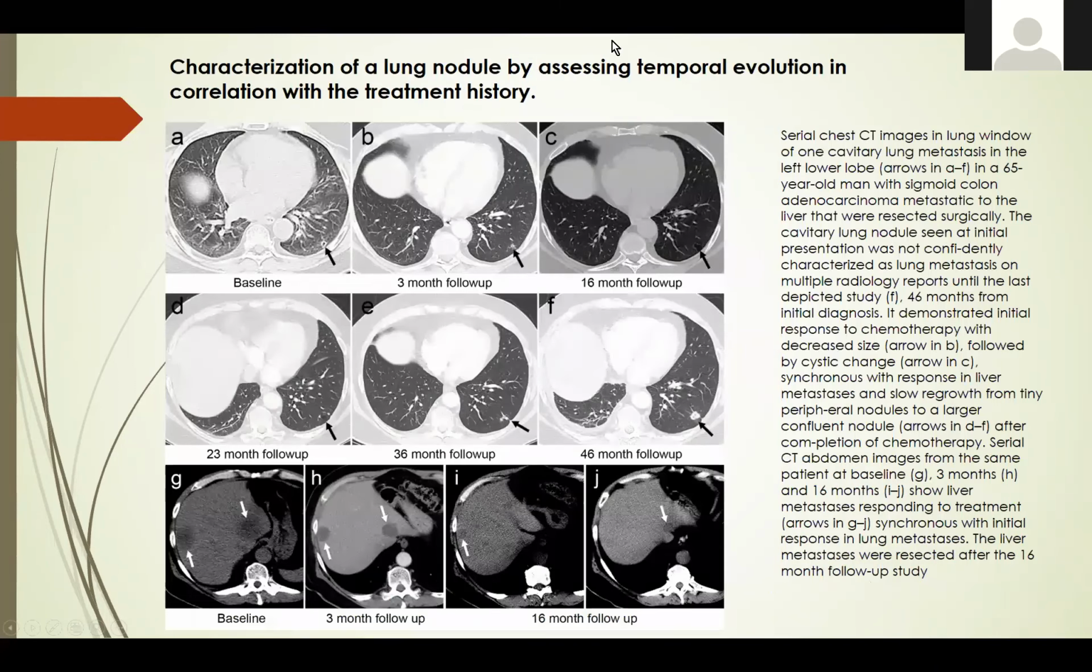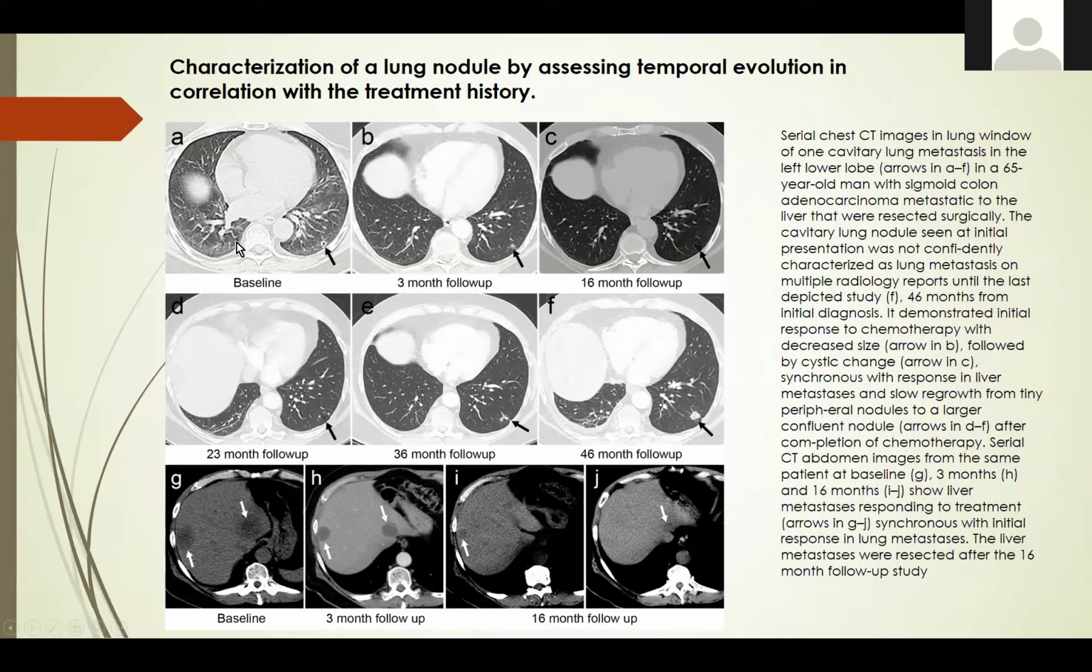So this is another thing I want all of you to understand. That's one of the key take-home messages of my lecture. How do we characterize lung nodules? Can we characterize lung nodules by assessing temporal evolution and correlating with tumor treatment history?